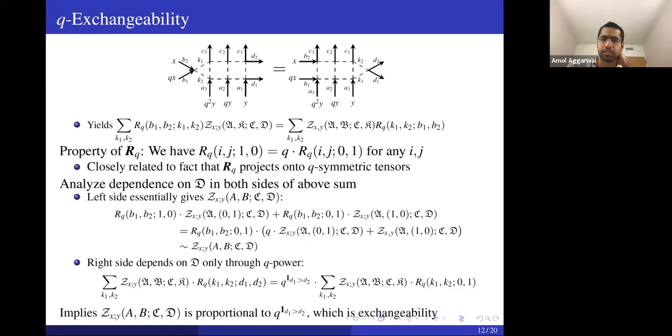Are there any questions with that? Okay, so this statement over here is really a fairly simple consequence of this property of R_q. As you can see, once I do that, this thing in the sum no longer has any D dependence. This D dependence only came from the fact that I was asking myself whether or not D1, D2 was 1, 0 or 0, 1.